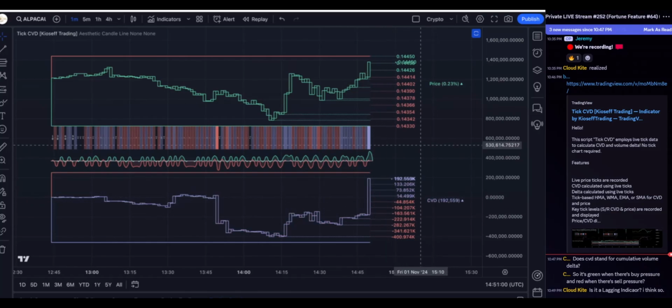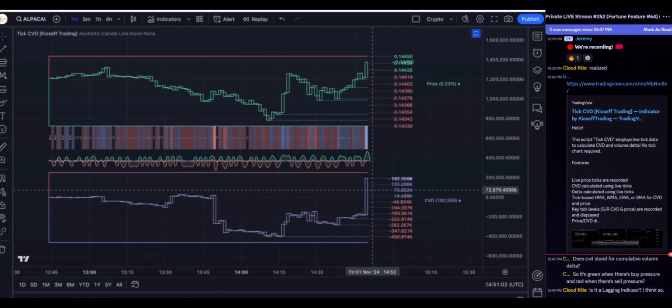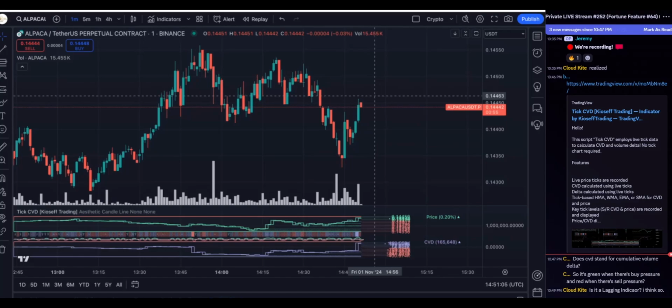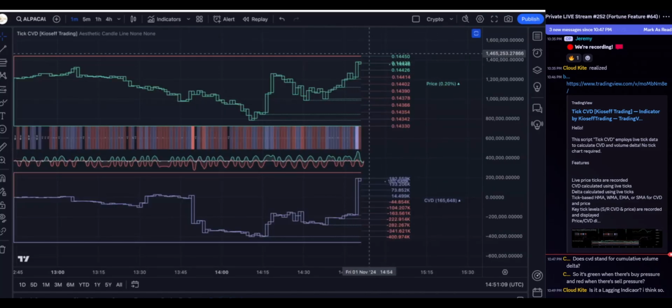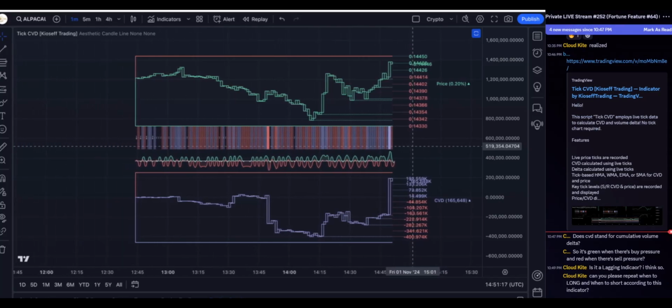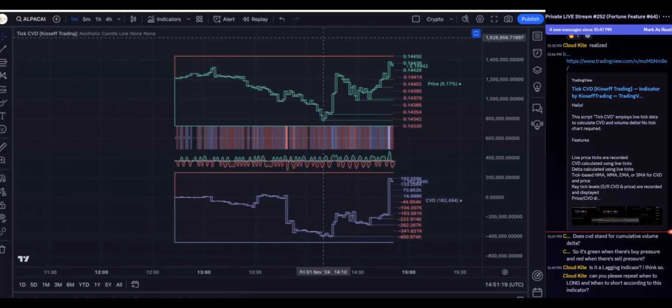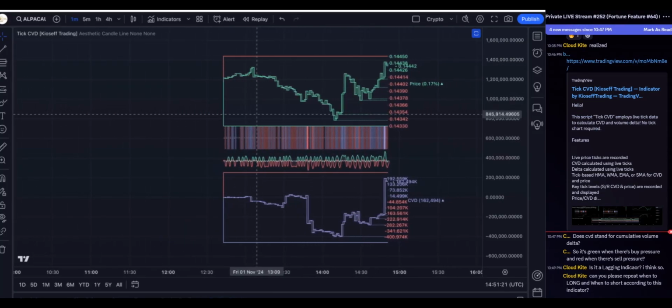Do you see that there's a big CVD jump right there? Look at that jump in CVD. That could be a good sign to buy right now, actually. That's a lot of market buying. So that could be a sign that price could go up, because CVD just went from about negative 180 to positive 190. So someone really market bought a lot, as you can see.